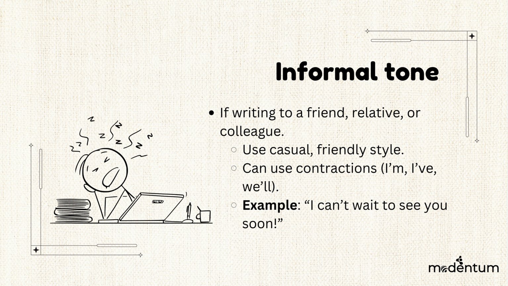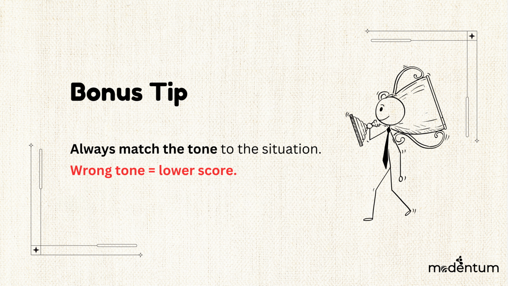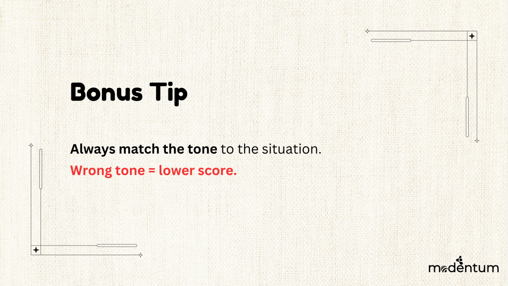Informal tone: if writing an email to a friend, relative, or colleague, then use a casual, friendly style. You can use contractions: I'm, I've, we'll. Example: I can't wait to see you soon. Bonus tip: always match the tone to the situation. Wrong tone equals lower score.